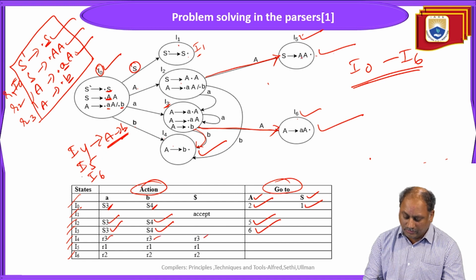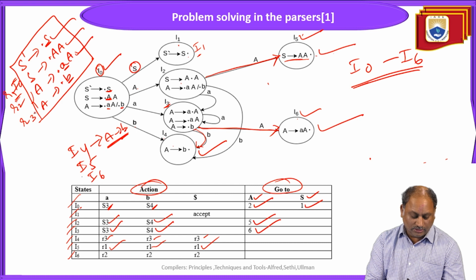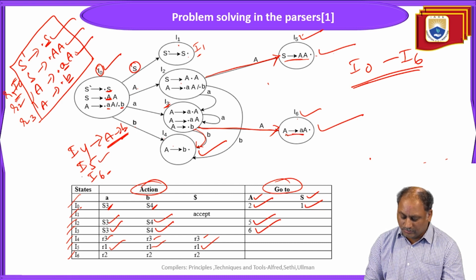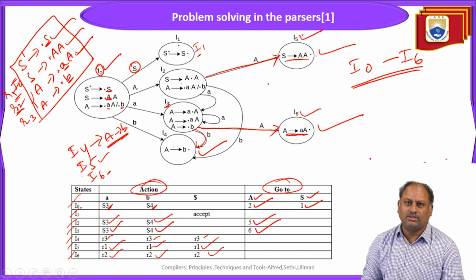And similarly I5 contains the production S derives A dot. So that is R1, and R1 is to be included in the action part. Then similarly for the next one, I6. What is the production that is available in I6? This state contains the derivation A derives a A dot. This is where the reduction R2 exists. So R2 can be included as part of the action for this.